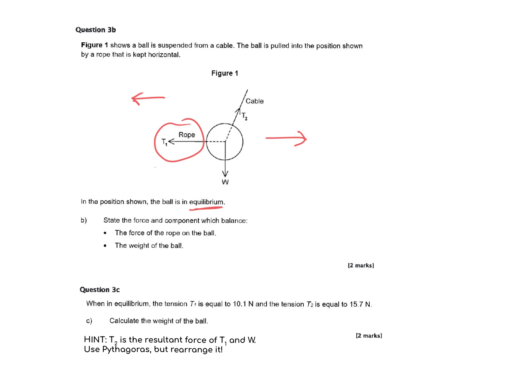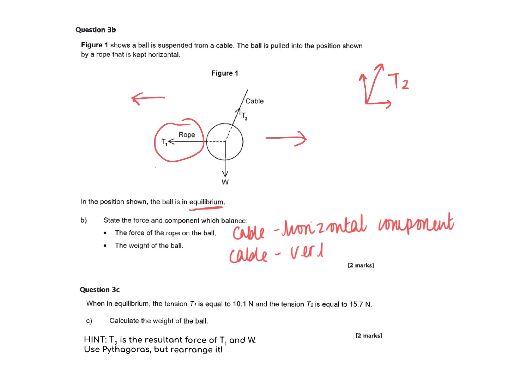So to get your mark here, all you would need to say is it's the cable, but the horizontal component of the cable. If you remember when we were resolving vectors or resolving forces in class, we can break down that T2 into a horizontal component and a vertical component. So it's just the horizontal component of the cable that balances out the rope. However, for the weight, it's going to be the cable again, but the vertical component.